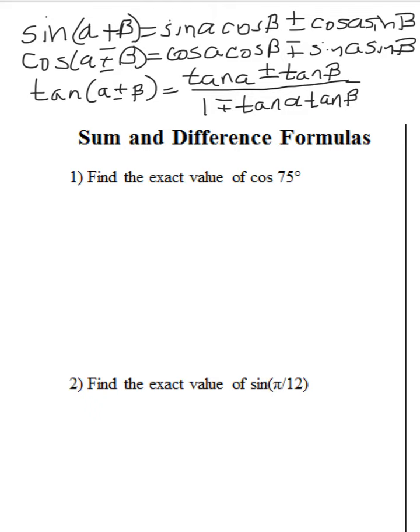All right, so let's take a look at our first example. It says, find the exact value of cosine 75. Well, we don't have 75 as one of our values on our unit circle, but we do have two values on our unit circle that will add to give us 75. Do you know what they are? They are cosine of 30 degrees plus 45 degrees.